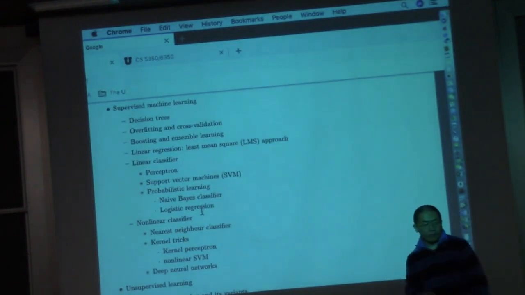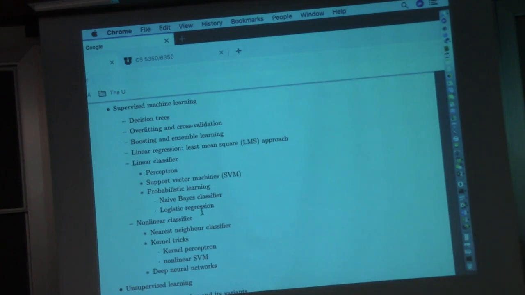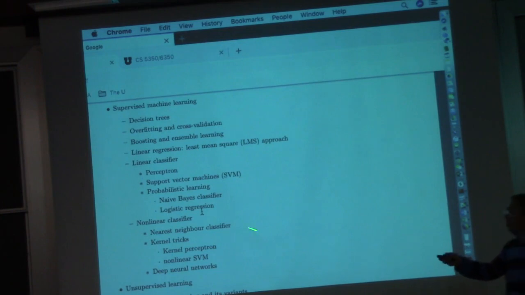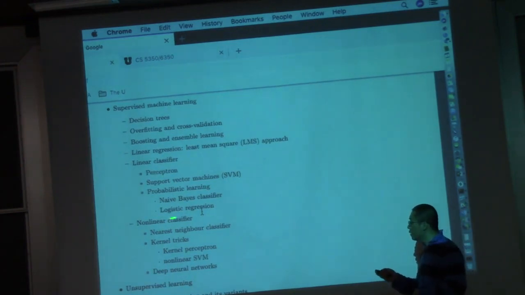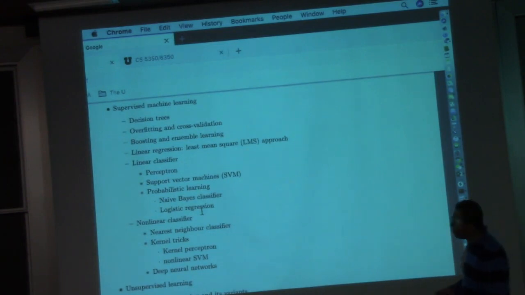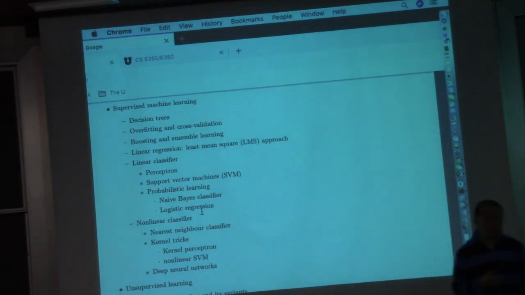And of course, linear models, including linear regression and linear classifiers, won't be sufficient to deal with the complex world. So we want to build more powerful nonlinear models, and we'll introduce nonlinear classifiers after that. We'll first introduce the simplest nonlinear classifier, called the nearest neighbor classifier, which I can explain in 3 minutes. But it works really well. The shortcoming is that it is computationally inefficient. And then we'll introduce a particular trick called the kernel trick.